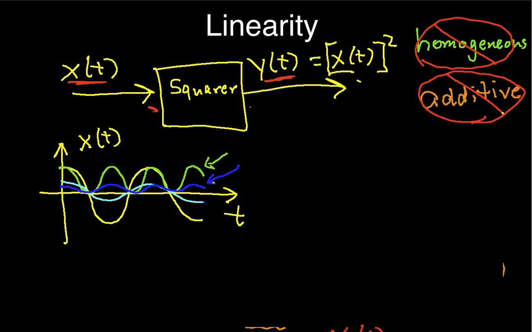So this is a graphical interpretation of the fact that this system is not homogeneous. And I could come up with a graphical representation that it's not additive, but I think in terms of time, we'll let it stop there.